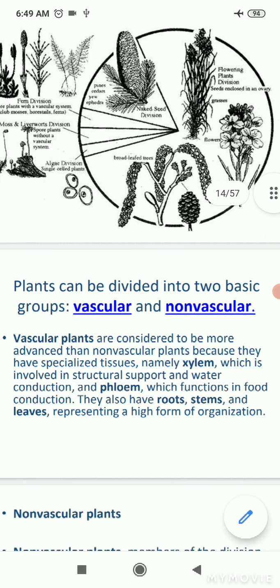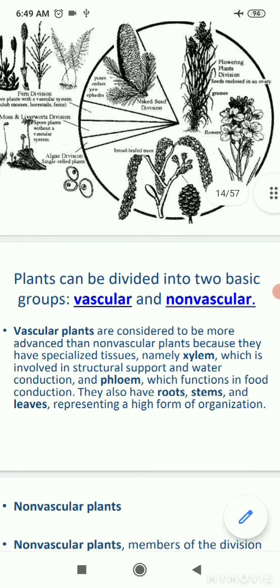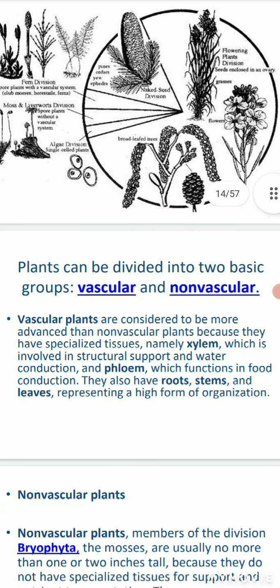They are considered to be more advanced than non-vascular plants because they have specialized tissues, namely xylem, which is involved in structural support and water conduction. Then phloem, which functions in food conduction. They also have roots, stems and leaves, which represent a high form of organization. This is all about vascular plants, which are highly developed plants.